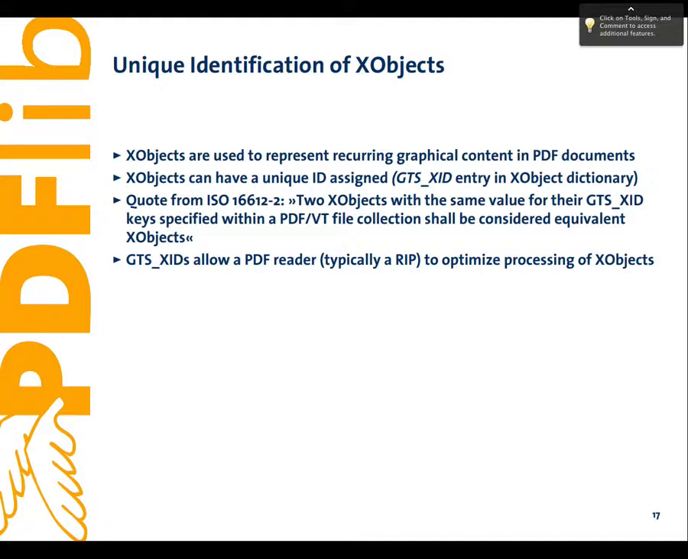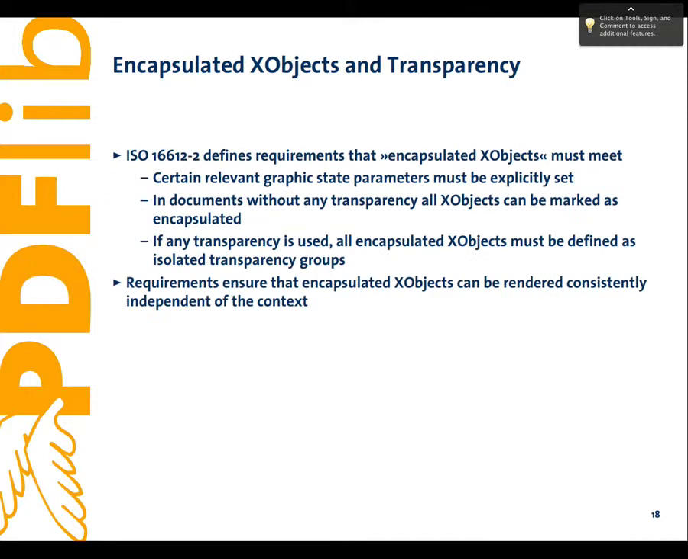Then we have another attribute that can be attached to XObjects for uniquely identifying them. There's a GTS_XID entry, an attribute in an XObject dictionary, and there you store a unique identifier for an XObject. And this allows the PDF viewer also to access cached renderings of an XObject. If it encounters another XObject that has the same unique identifier, it does not need to render the XObject once more. It can just access a cached rendering of the XObject. So that also allows efficient processing of PDF/VT files.